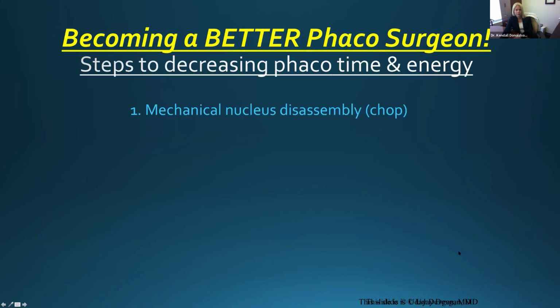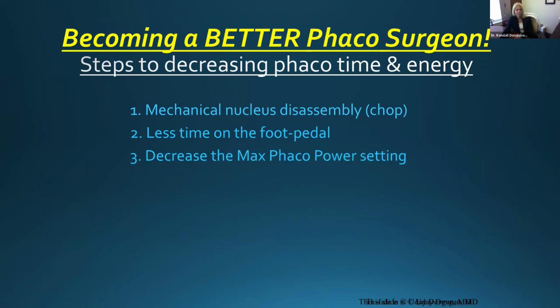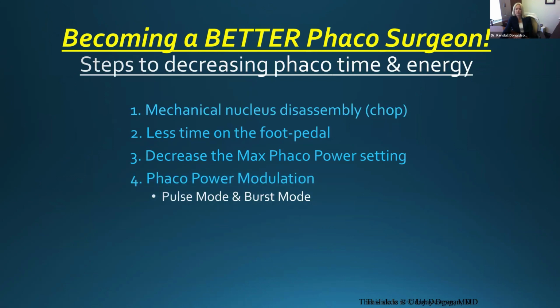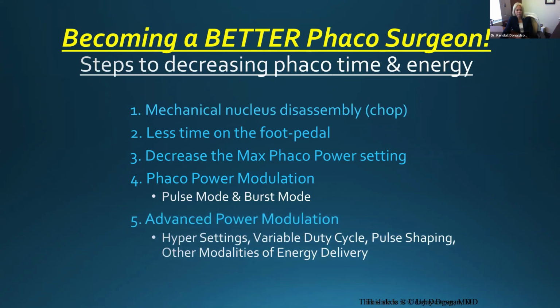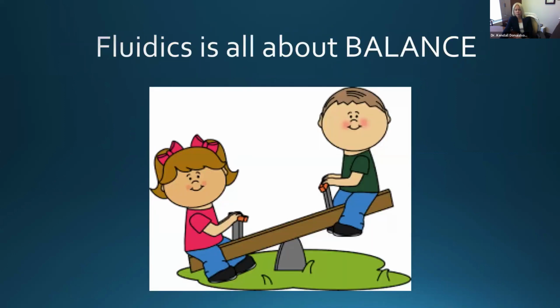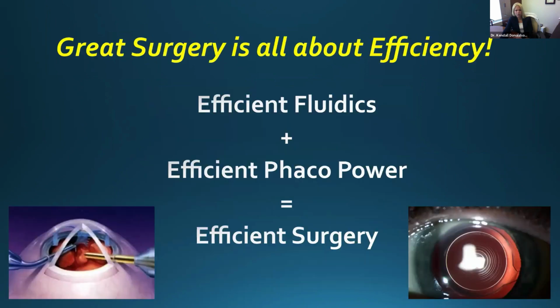So to become a better phacosurgeon, use chopping techniques, ways to disassemble the nucleus mechanically instead of with ultrasound. Use less time on the foot pedal, decrease your power settings, use these more advanced techniques that allow us to have times when we're off of energy release modes, and use the advanced power modulations. And fluidics is all about balance, maintaining a stable environment to work. So to be an efficient surgeon, we need efficient fluidics, efficient phaco power, and that results in efficient surgery, clear corneas, and less traumatic surgery.